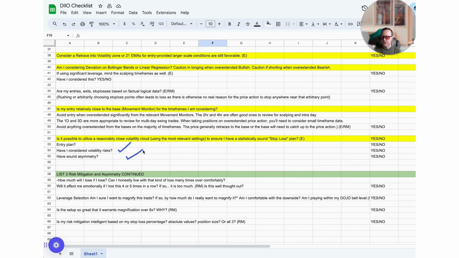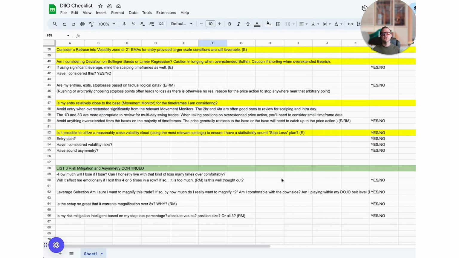And lastly, do I have sound asymmetry? That is where the risk-reward ratio comes in. How much do I stand to lose? Am I okay with that, truly? Do I want to magnify that? How much do I stand to gain? Is that realistic? All those types of questions. Where is your standard for your risk-reward ratio? Do you understand it? Just make sure that you do. So I think that covers list 2. I appreciate you guys watching, and we will start a new video with list 3.